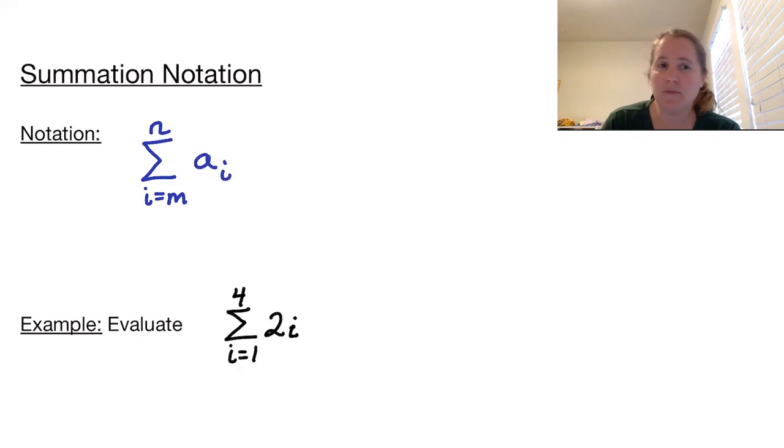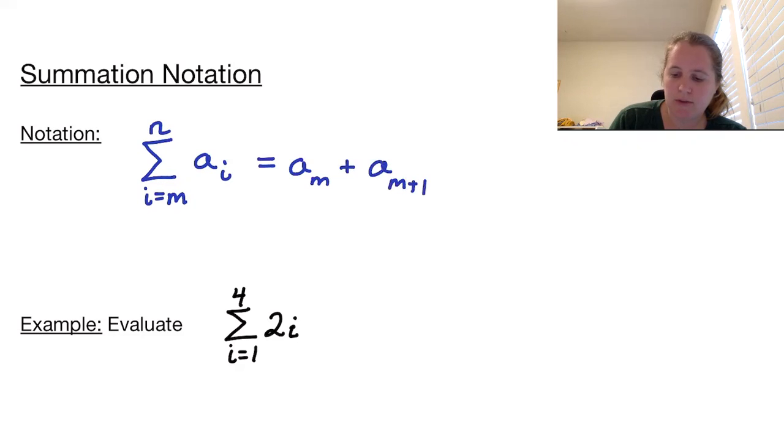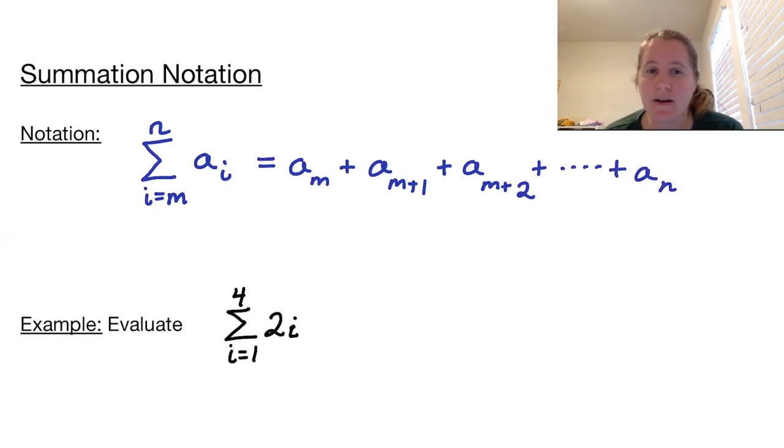What this notation means is we are going to run through a whole bunch of numbers. So we'll start at a sub m, whatever that is, and then add a sub m plus 1, a sub m plus 2, just running through the sequence. And we'll just keep going up until we add a sub n. So this is the notation they use. It doesn't make a lot of sense, I think, until we see actual examples.